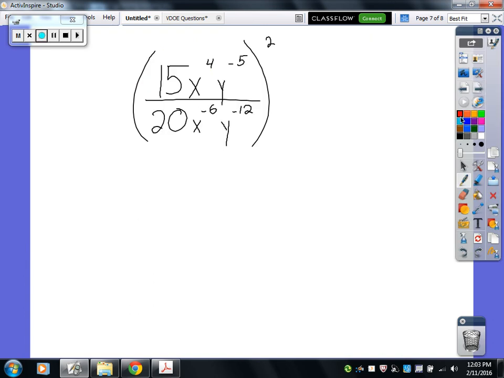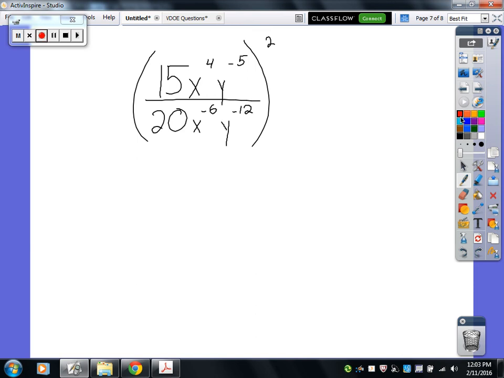Here we go. This is about as complicated as it's going to get. We're going to use probably all 4 rules in this problem. Now, all of this is being raised to what exponent? I'm going to try to simplify everything on the inside of the parentheses before I do this. Are you with me? Here we go.